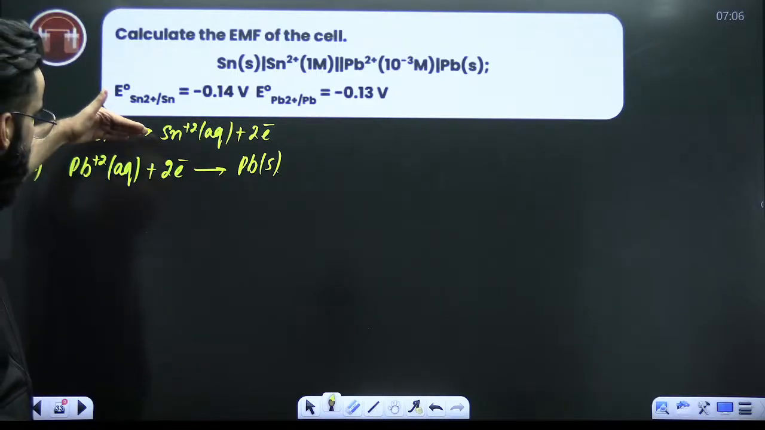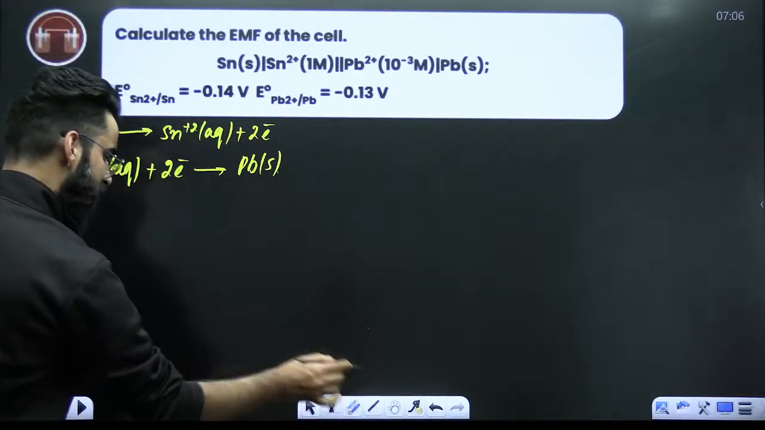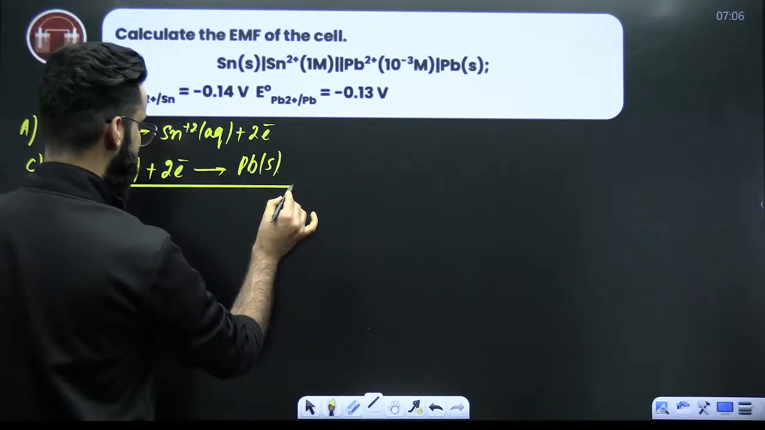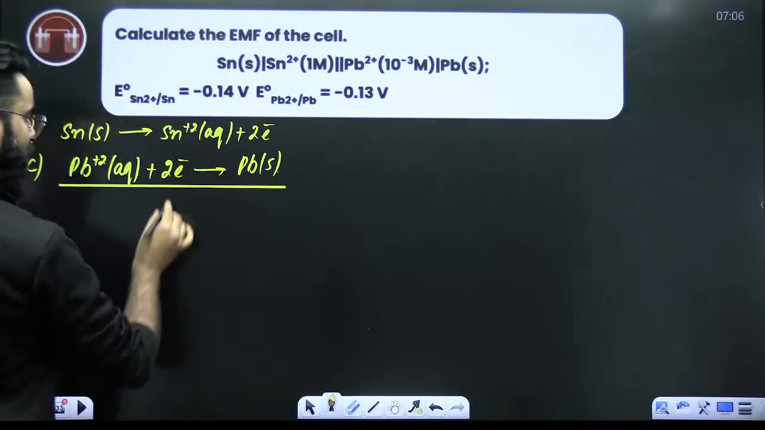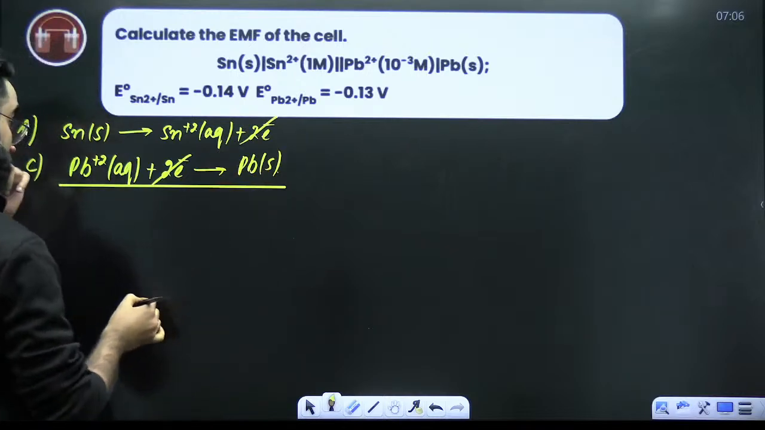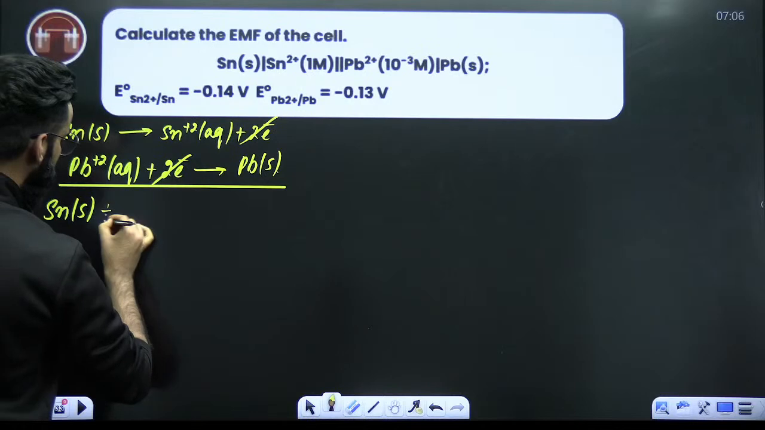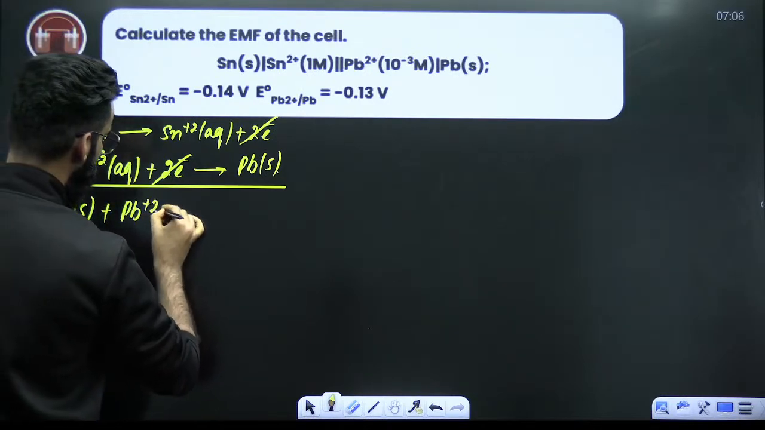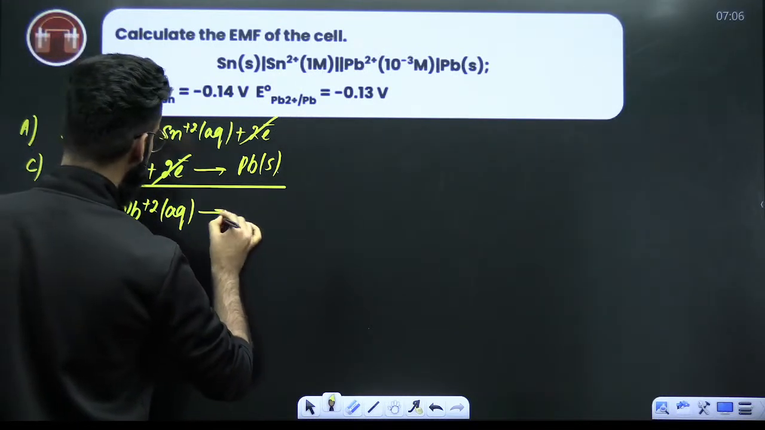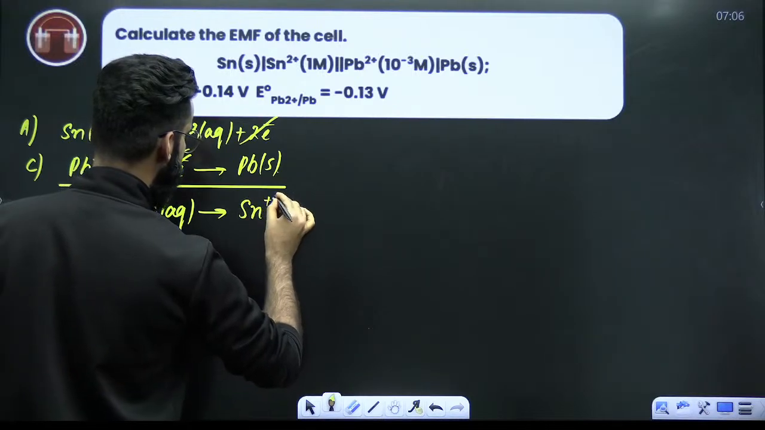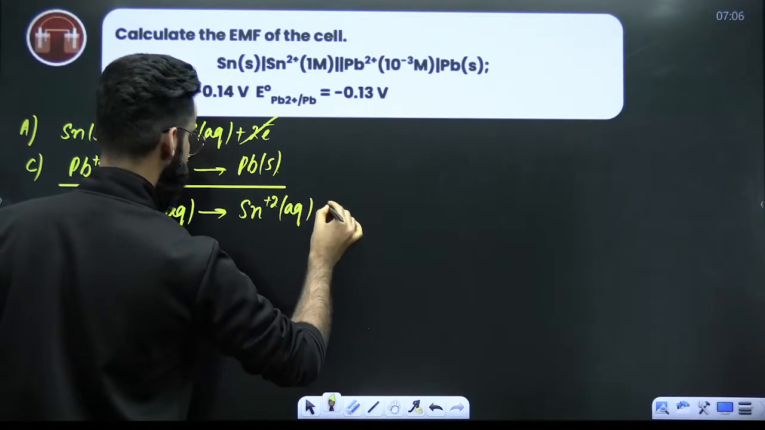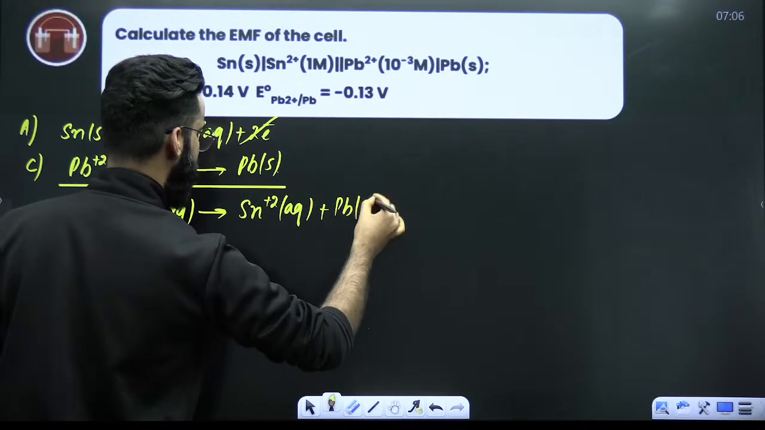Now, you got reaction at anode, you got reaction at cathode. If I ask you what about the net reaction? So you'll be directly adding them up. When you add them up, this 2 and 2 get cancelled out, right? So my net reaction has to be Sn solid plus Pb di positive aqueous gives Sn di positive aqueous plus Pb solid. So this is your net reaction.